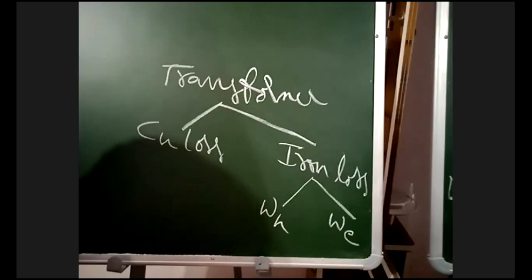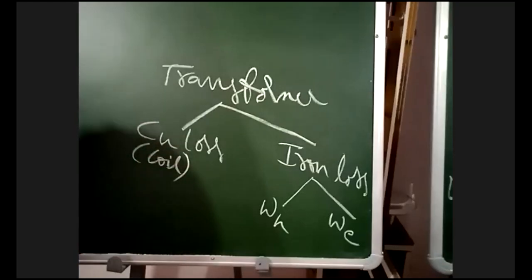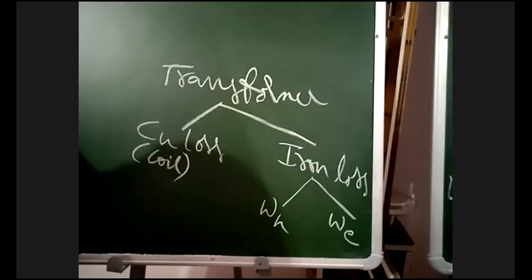Then what do you mean by copper loss? Where will copper loss occur? In the coil, because the coil is made up of copper in the primary winding and secondary winding. Copper loss will occur in the coil. Core loss will occur in the iron piece. These are the classification of the losses in the transformer.